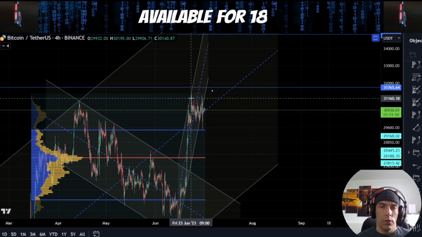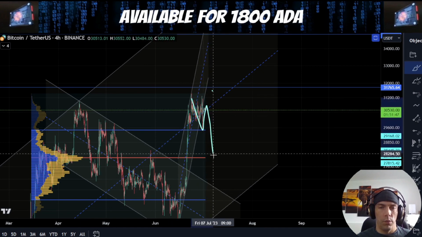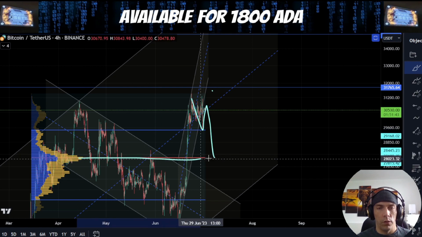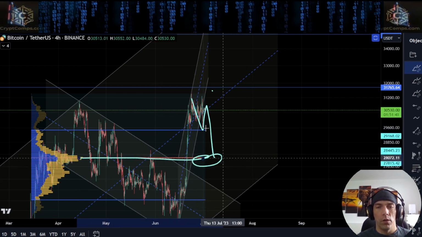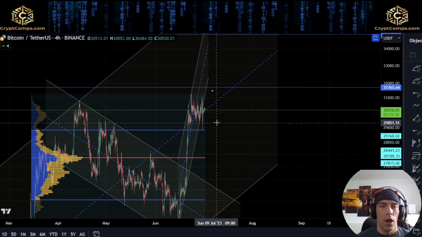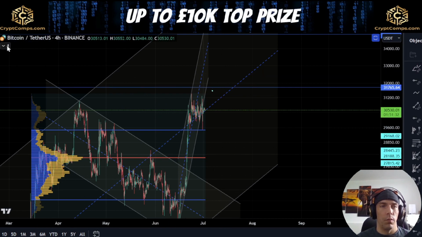So if we do start to reject down here and push down into some of these lower levels, this 28k is going to be interesting because we do have this point of control sitting in this zone. Alternatively, that idea of coming back into the channel, we do have that value area low sitting towards this 26k region. So I'll be keeping an eye on those as time progresses here.